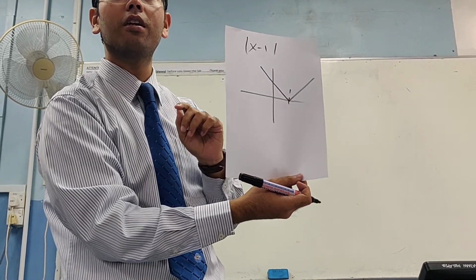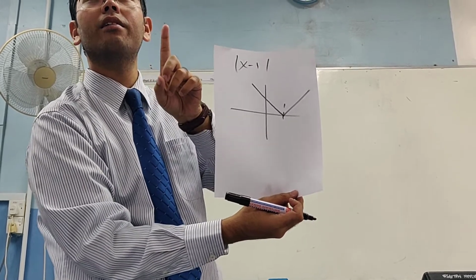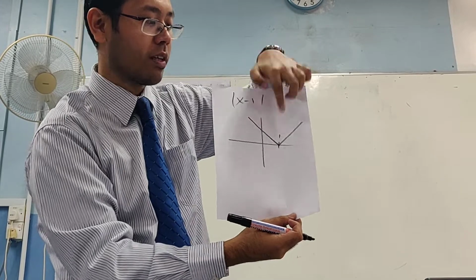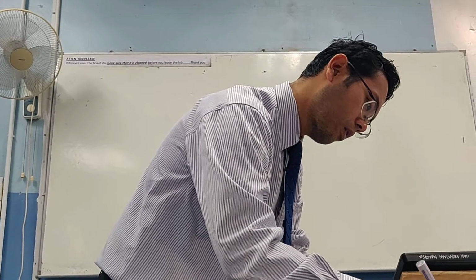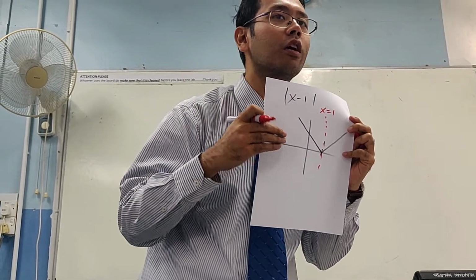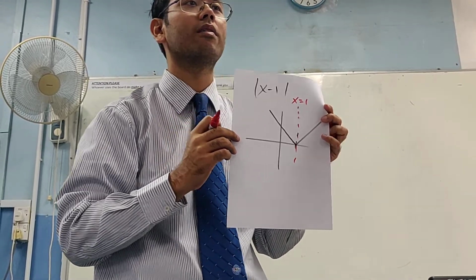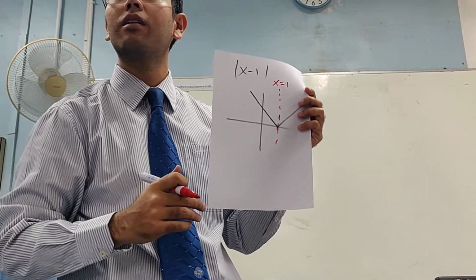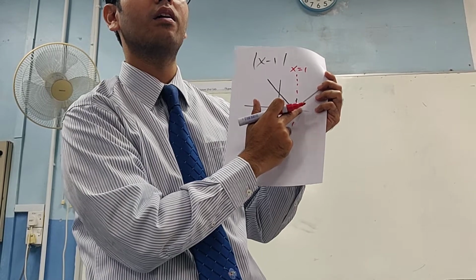Now let me change the question. The modulus of x minus 1. What is the symmetrical line? X equals 1 is the symmetrical line. That's a help question. Now, what is the domain for this function to have an inverse? Negative infinity until 1, and 1 until infinity.